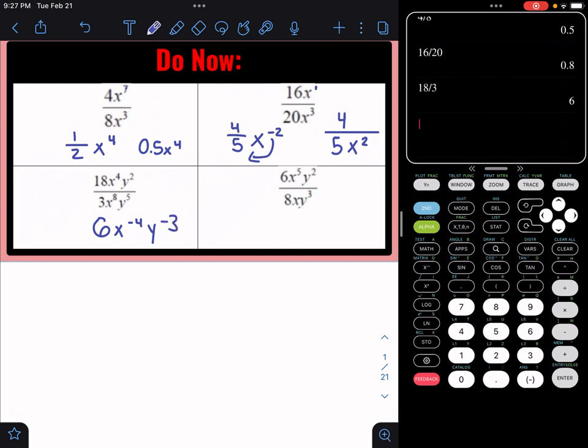Now remember, we don't like negative exponents, so we bring them to the bottom. Leave this 6 on top because that has a positive 1 exponent. And then make it x to the positive 4, y to the positive 3.